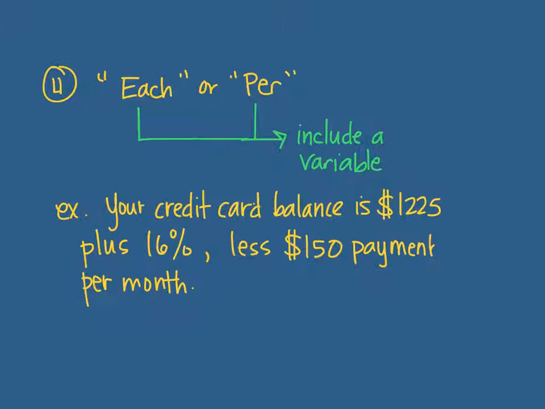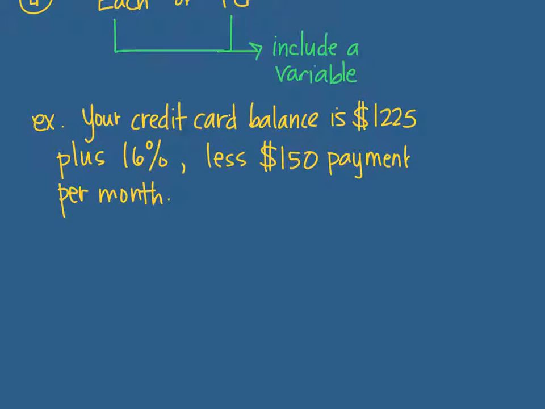So we've got a lot going on here. We've got just about everything we've talked about. We have the word plus. What does that imply? Addition. Okay, what about less? What is that going to imply? Subtraction. We've got a percentage going on here, and we've got the word per. So we've got a little bit of everything.